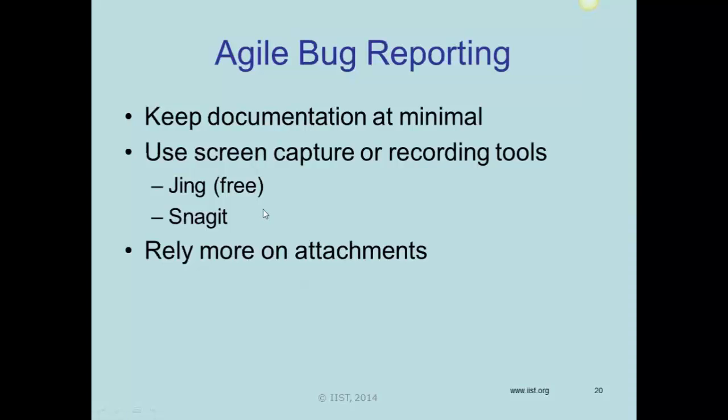And the last slide here on Agile bug reporting. Again, Agile bug reporting is different in the sense that we don't write a lot in the bug report. We rely so much on recordings. I use this wonderful tool called Jing. If you look at my screen, it's always at the top here.